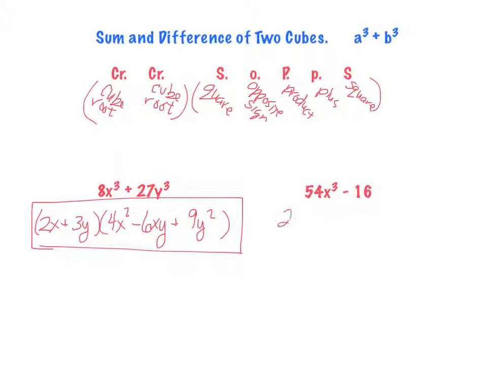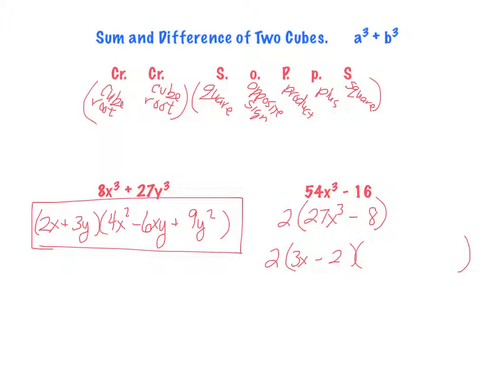So if we factor out a 2, this will be a 27x cubed. Hey, that's a perfect cube. Minus 8, yep, there's another perfect cube. All right, so we have the 2, and then we'll have our binomial and our trinomial. So we got a cube root, and keep that sign there. So that'll be a 3x minus 2.